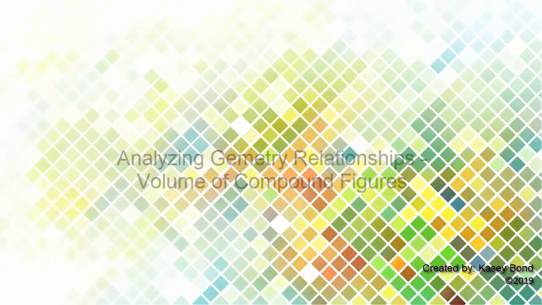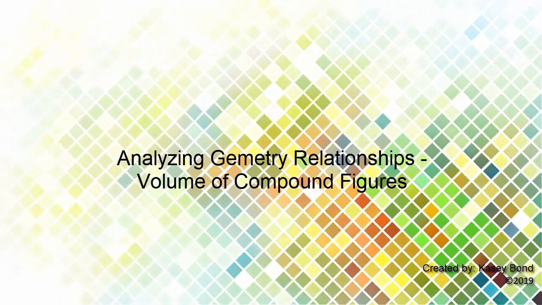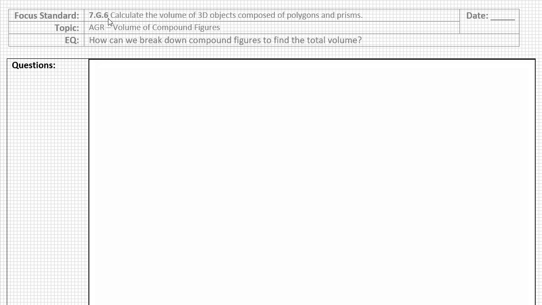Our focus standard for today's lesson comes from Grade 7, Geometry Standard 6. Calculate the volume of 3D objects composed of polygons and prisms. Today's topic comes from Analyzing Geometry Relationships, Volume of Compound Figures.